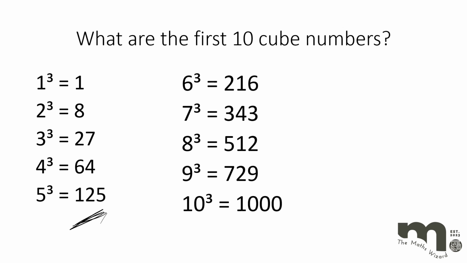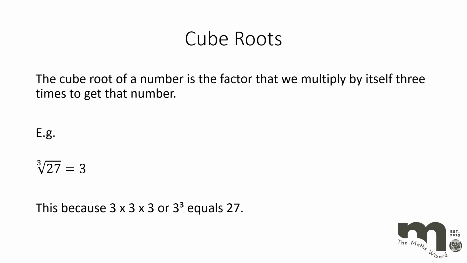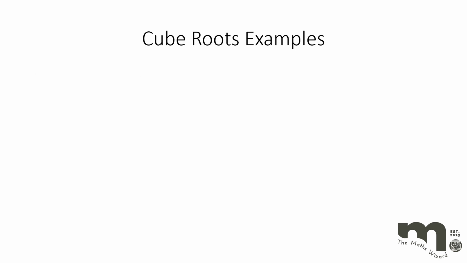Okay, before we finish the video, then we've got a bit of cube rooting. So the cube root of a number is the factor of that number that we multiply by itself 3 times. So on this example here, the cube root of 27 is 3 because you do 3 times 3 times 3 to get 27.